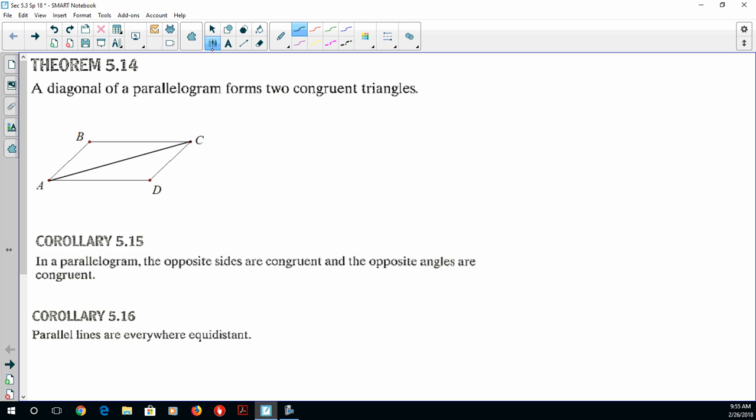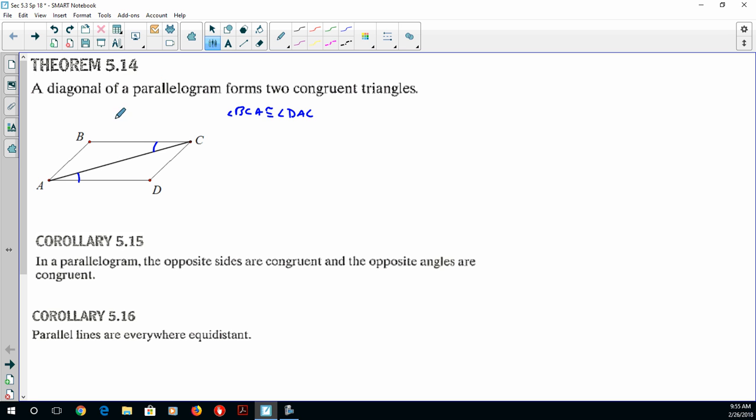Now this is a parallelogram, remember? So what we know is that because BC and AD are parallel, AC is a transversal that's crossing those two lines. So angle BCA is congruent to angle DAC, because they are alternate interior angles formed when a transversal crosses two parallel lines.